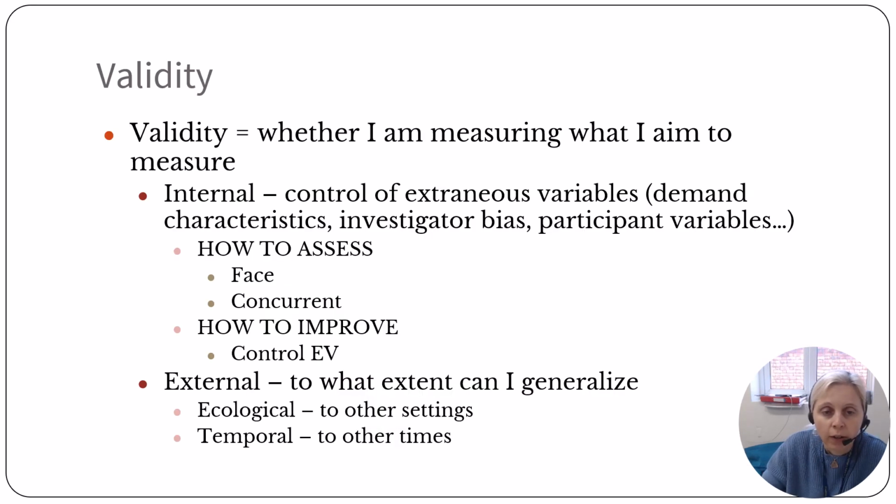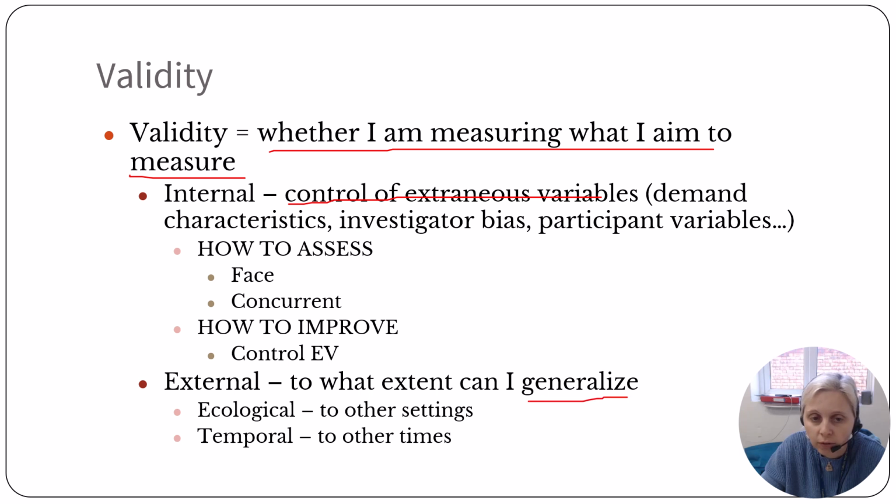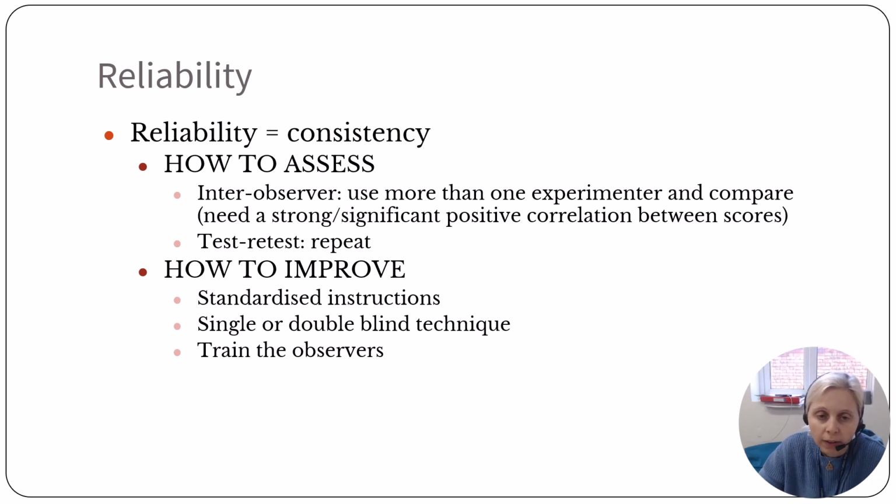Just a reminder, you want to memorize this definition. Validity is where I'm measuring what I aim to measure. Then there are two subtypes. Internal is to do with control of extraneous variables, whereas external is to do with generalization. Internal, you've got phase and concurrent validity that you need to know about, and for external, you've got ecological and temporal. For reliability, you just need to remember that it means consistency. You need to know about inter-observer and test-retest reliability.